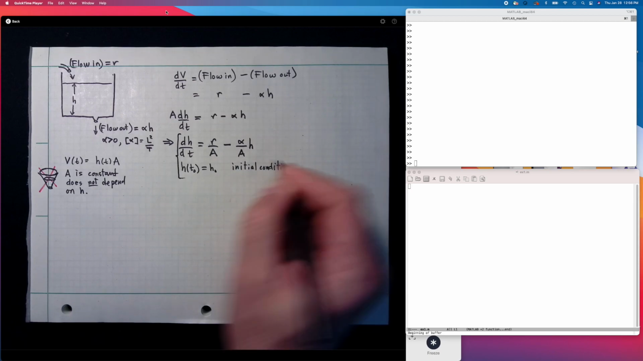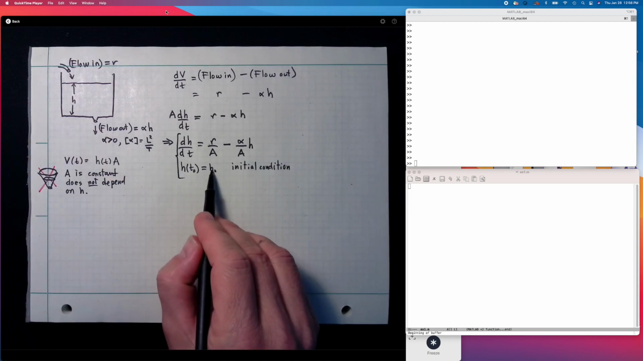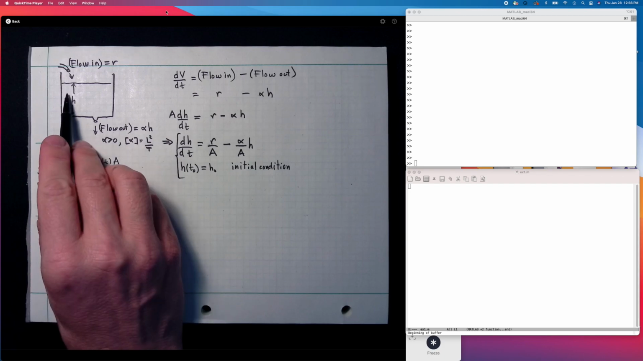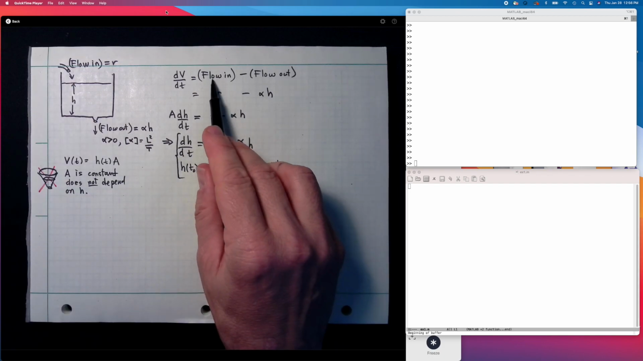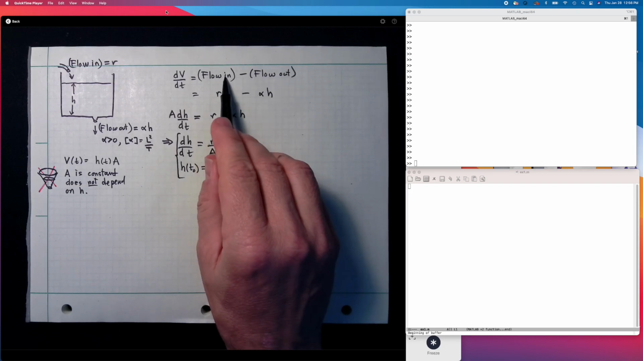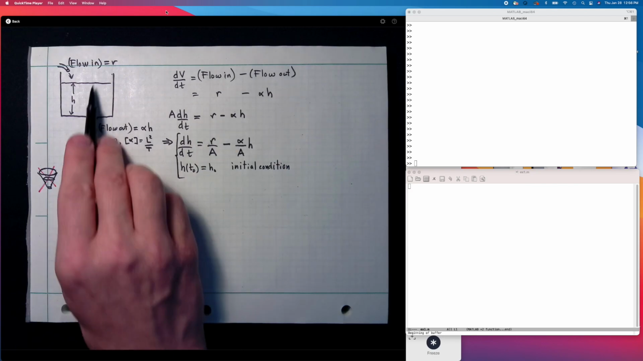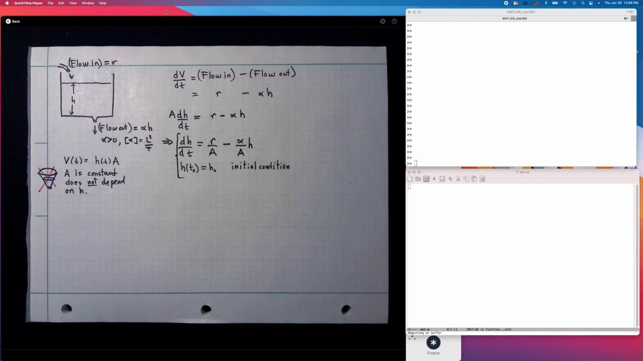So we could in principle start off the problem with a finite H naught, let's say 1 meter, and then see what happens. Does it decrease or does it increase? And that'll depend on whether the flow in is bigger or smaller than the outflow. If H is 1 meter and the inflow is bigger than the outflow, then the water level will increase. If the outflow is bigger than the inflow, then the water level will decrease.